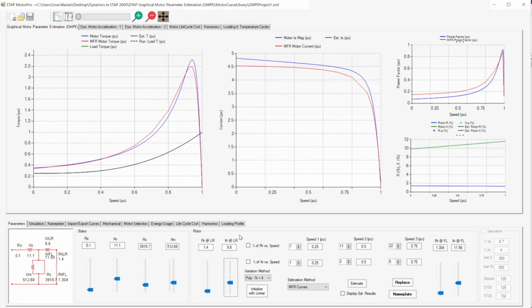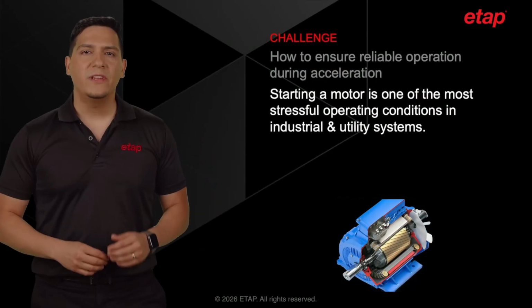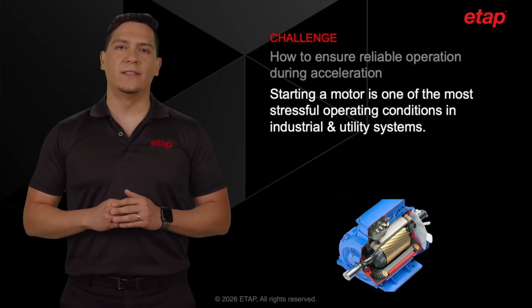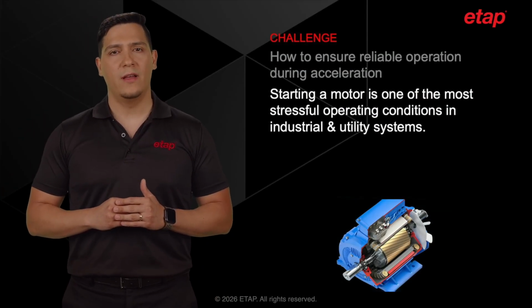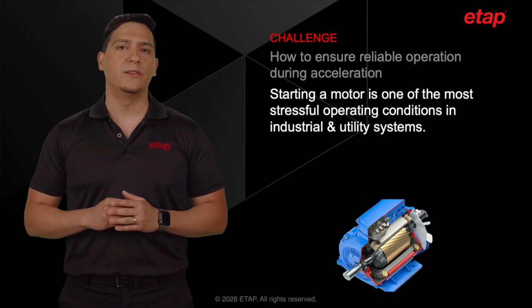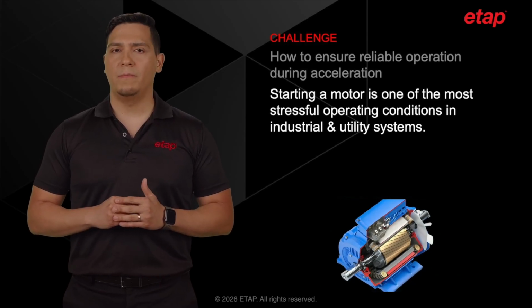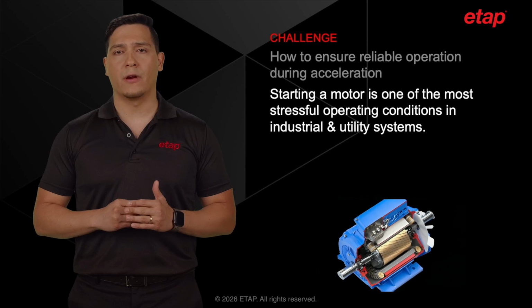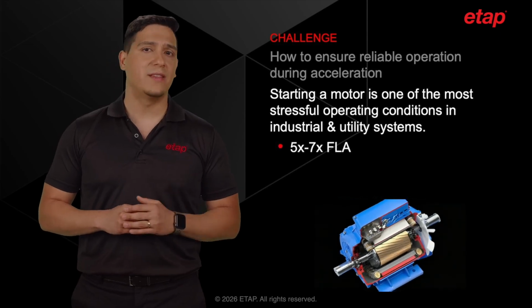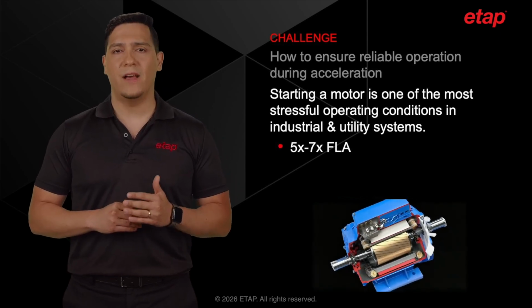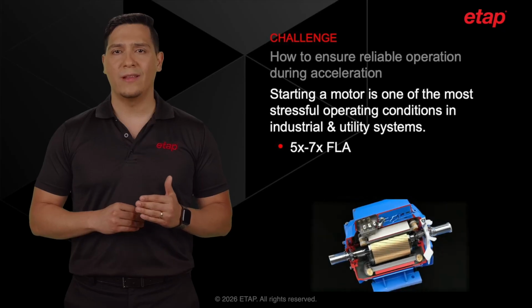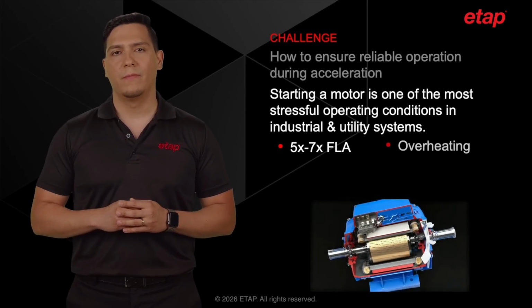Now, let's move to one of the most critical aspects of motor performance, which is the acceleration. For engineers working in industrial or utility systems, starting a motor is often one of the most stressful operating conditions. During startup, the motor draws very high inrush current, often between 5 to 7 times rated current, and must develop enough torque to accelerate the connected load to rated speed.